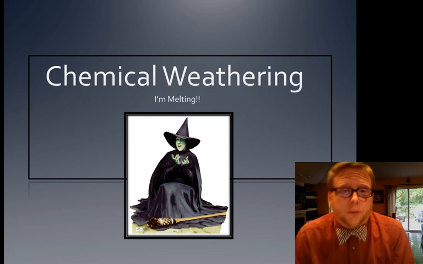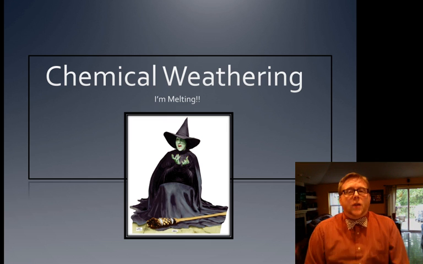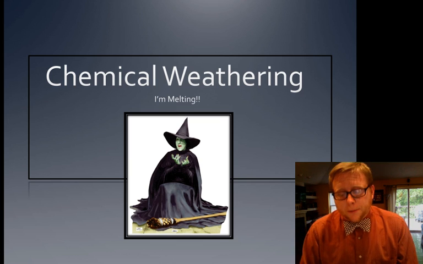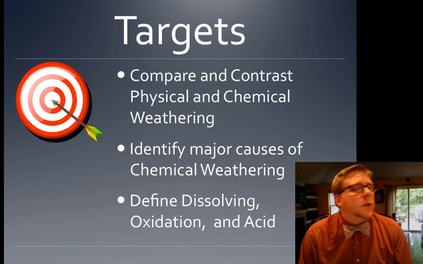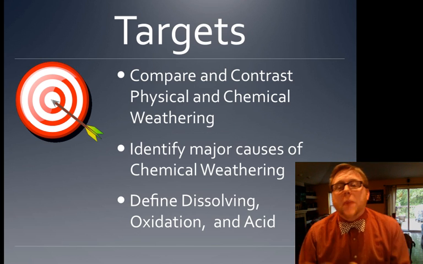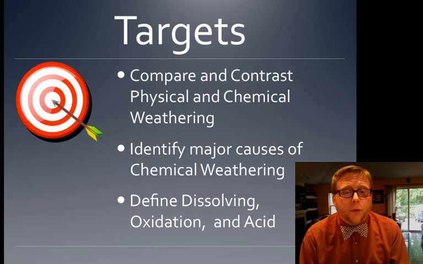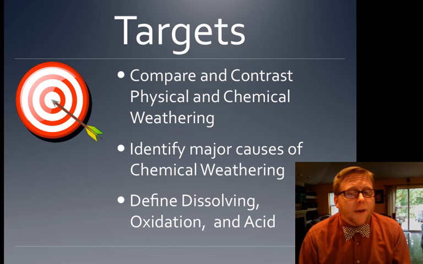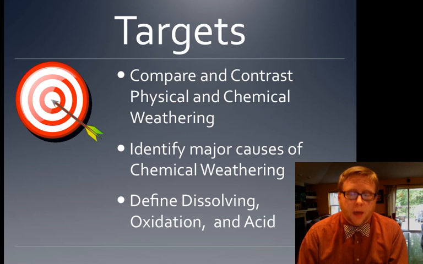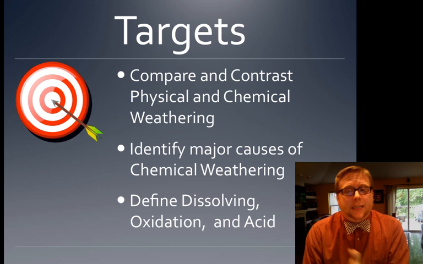All right, so welcome to Weathering Part 3. Today we're going to be looking at chemical weathering. In particular, we're going to be doing these three things. We're going to continue to compare and contrast physical and chemical weathering. We're going to identify major causes of chemical weathering, and we're really going to define three types of chemical weathering: dissolving, oxidation, and acid.